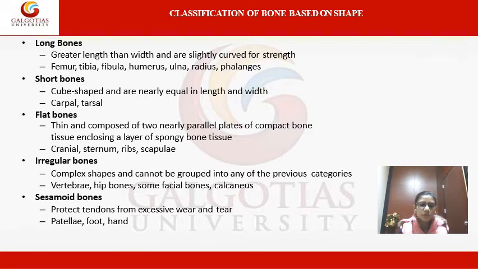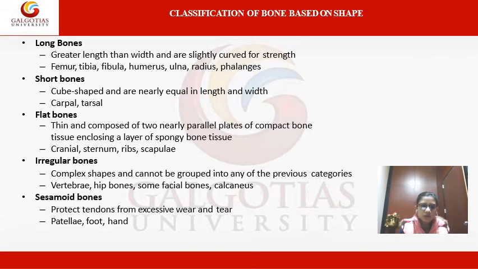Next is short bones. Short bones are cube shaped and are nearly equal in length and width. Example, carpal and tarsal bones. Third one is flat bones. They are thin and composed of two nearly parallel plates of compact bone tissue enclosing a layer of spongy bone tissue. These are all flat bones. Examples, cranial bones, sternum, ribs, and scapula.